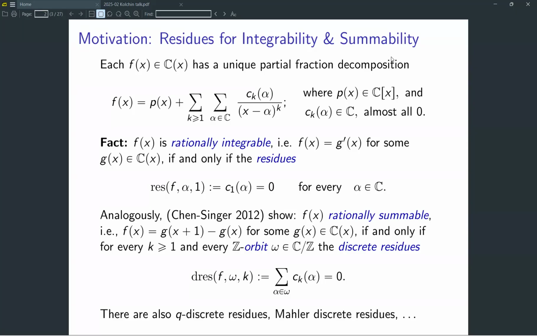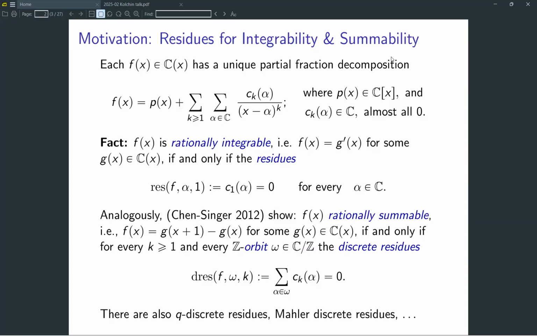All right. And more recent work has accomplished similar things for q-discrete residues, rather, for q-differences and Mahler differences. You can define different sorts of residues in those cases to create an obstruction for summability. And they get more complicated as you go on.